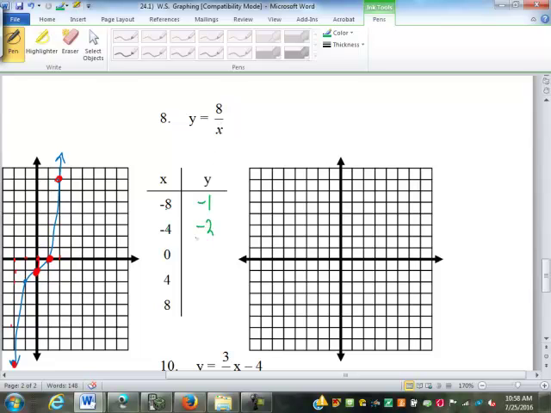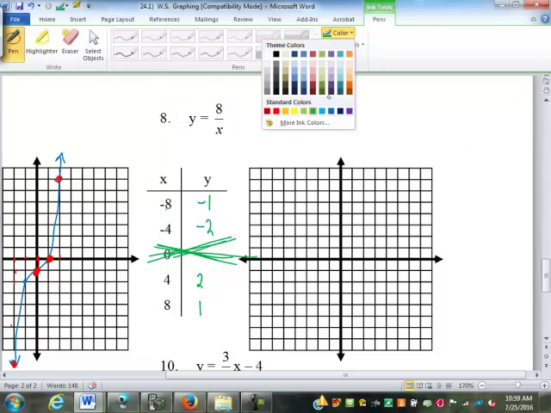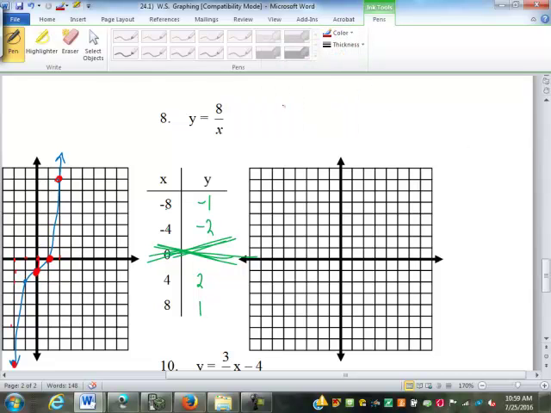What's 8 divided by 0? Try it in your calculator. It gives you an error. 8 divided by 0 can't be done. 8 divided by 4 is 2. 8 divided by 8 is 1. So what you get if you plot points here is you get something that looks like this.